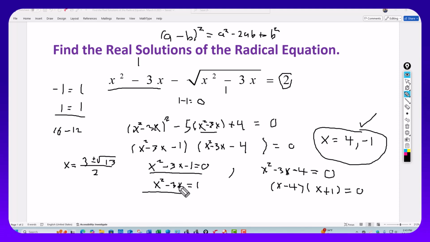x squared minus 3x equal to 1. Plug in 1 there and 1 there. Doesn't get 2. So any solution that I get from this equation is not going to work. So the only real solutions we have are 4 and -1.